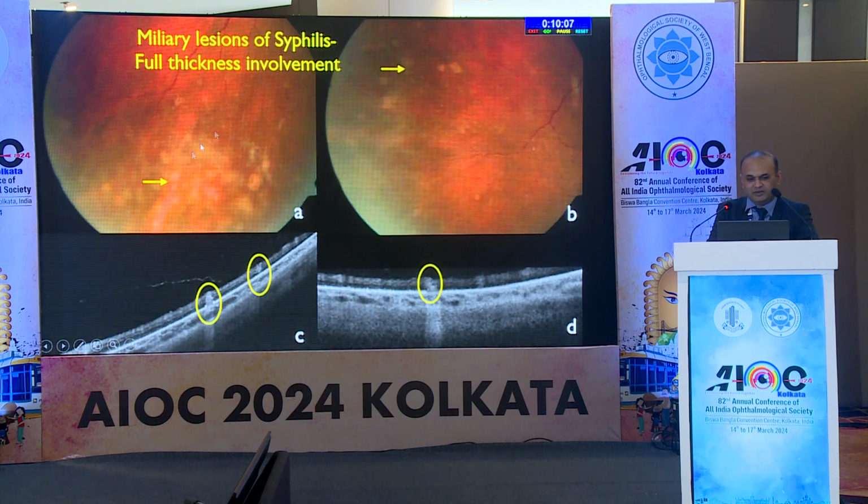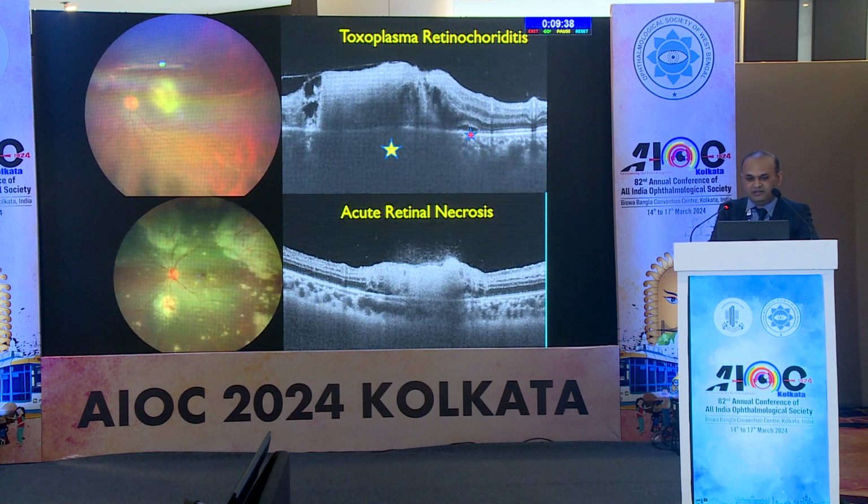Similarly, you see these multiple miliary lesions. Now, miliary lesions have been described in different uveitic entities. There are people who have even described it for sarcoidosis. But once you do an OCT through these miliary lesions and you see a full thickness retinal involvement, that is pretty characteristic of syphilis again. So you see these multiple miliary lesions and an OCT passing through them showing a full thickness retinitis. Again, it clinches our diagnosis that what we are dealing with is syphilis. So again, multimodal imaging helps us in arriving at the diagnosis of the underlying disease.